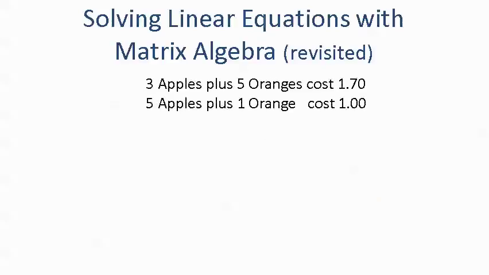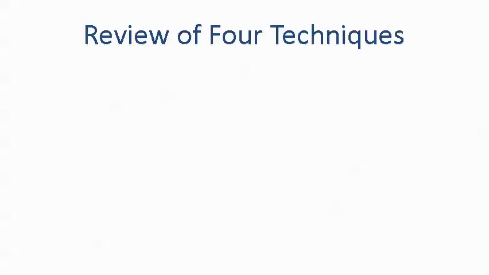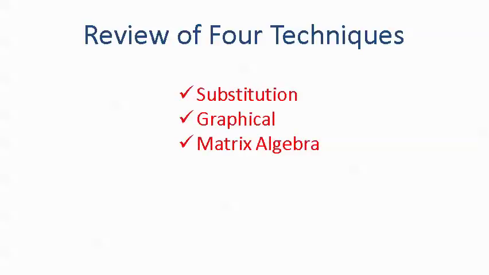Going back to our original problem, 3 apples plus 5 oranges cost $1.70. 5 apples plus 1 orange costs 1.00. Learning that x1, x2 equals 0.15, 0.25 tells us that apples cost 0.15 or 15 cents each. Oranges cost 0.25 or 25 cents each. So we've looked at 4 techniques so far. We've already dealt with substitution. We've already dealt with graphical. This time we looked at matrix algebra.